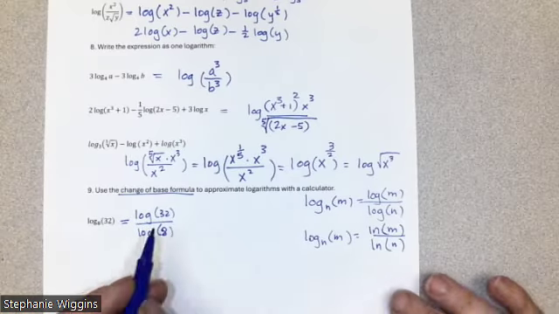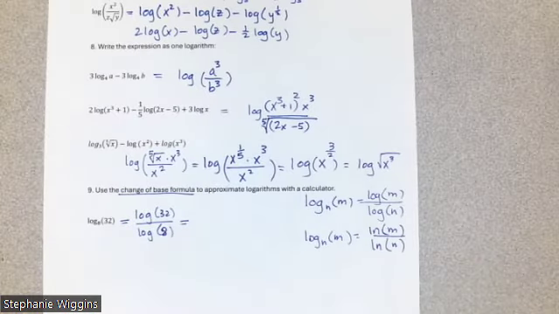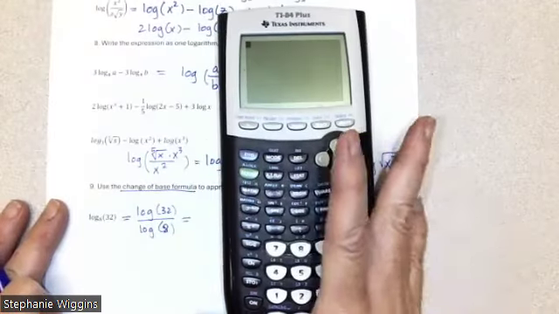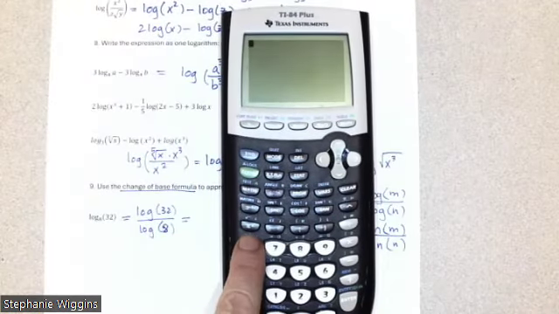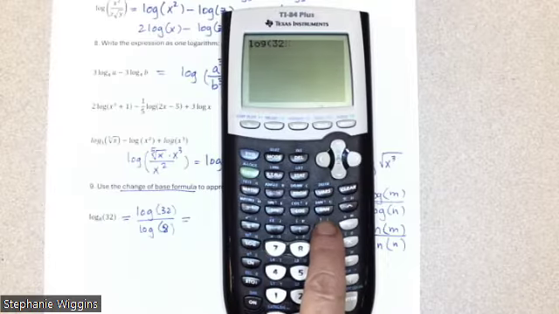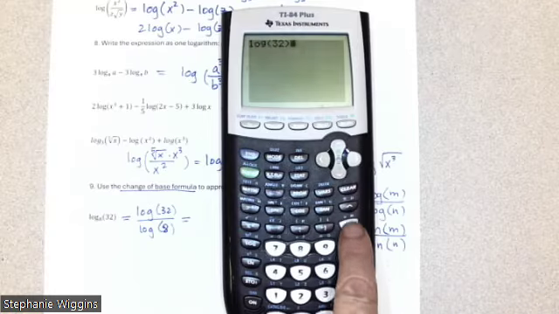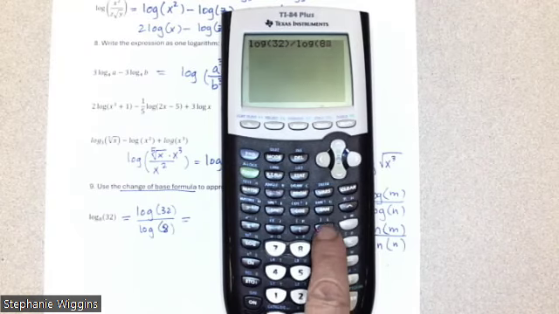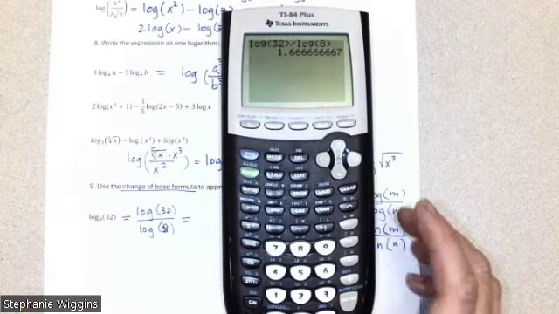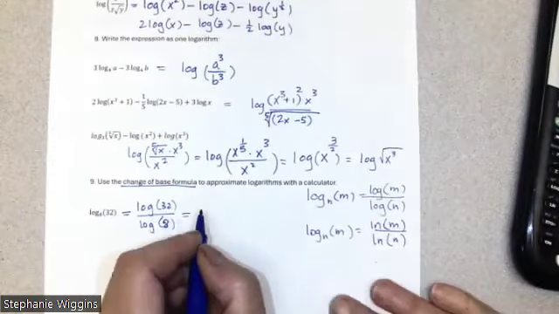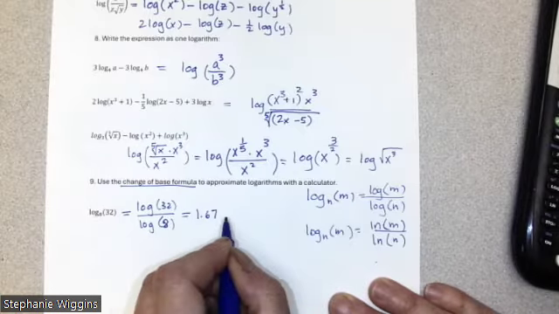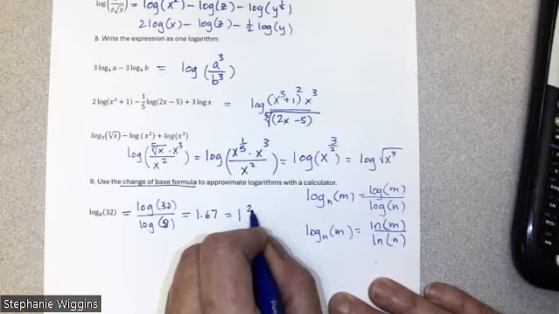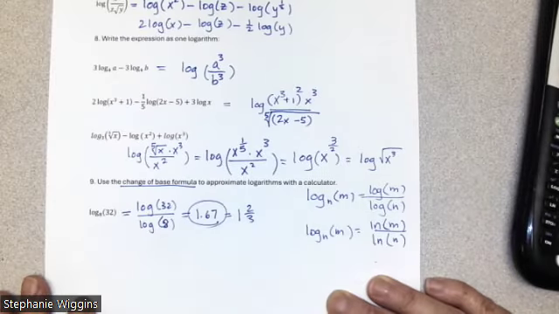So once I've determined that, then I use my calculator, and we're just going to say log of 32 divided by log of 8. And you get 1.67 if you round it, or I know that 1.6666 like that is 1 2/3. So I could write it that way too, but typically you're just going to write it as a decimal.